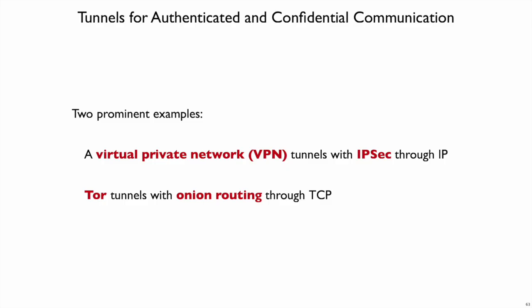We can use the tunneling idea to route packets and keep the source and destination confidential. We'll look at two examples that use tunneling to achieve that: a virtual private network and the associated protocol IPsec, which tunnels through IP, and Tor, which tunnels with onion routing through TCP.